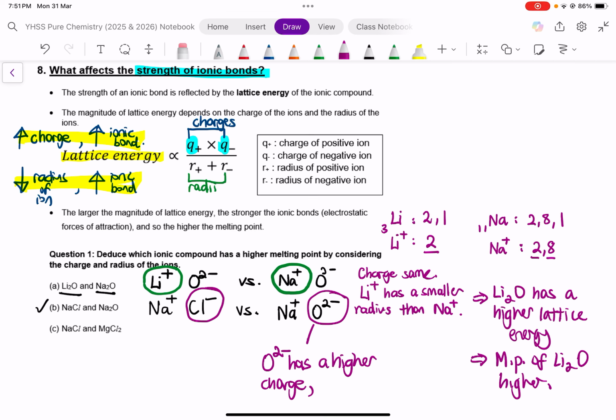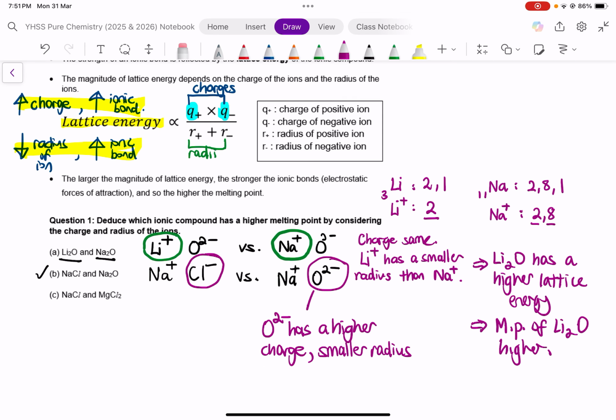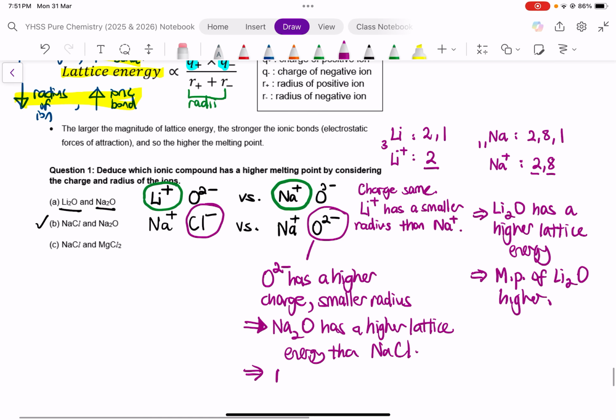Not only does it have a higher charge, O2 minus also has a smaller radius. You can again look at this from the periodic table. O2 minus only has 2 shells of electrons. Cl minus has 3 shells of electrons. So all in all, O2 minus having a higher charge and smaller radius results in Na2O having a higher lattice energy than NaCl. So if there's a higher lattice energy, the melting point of Na2O is higher than NaCl.